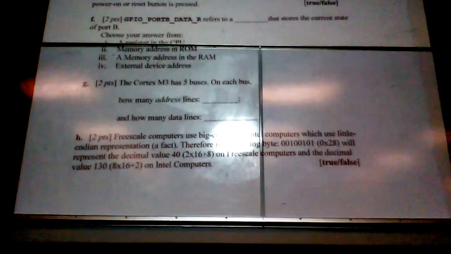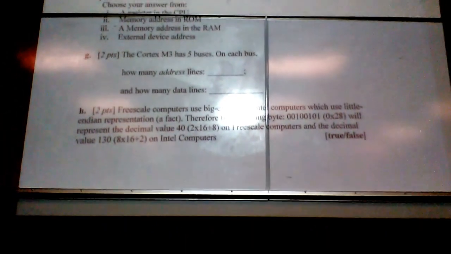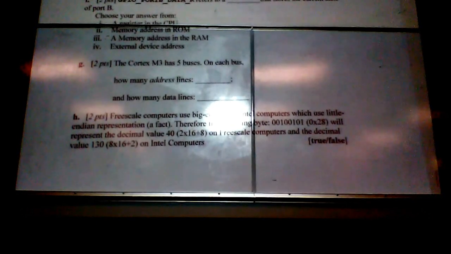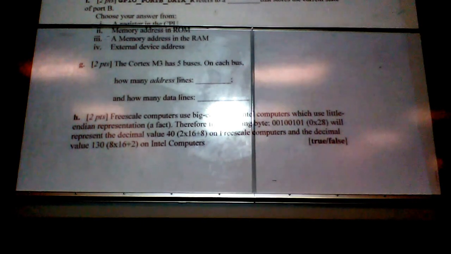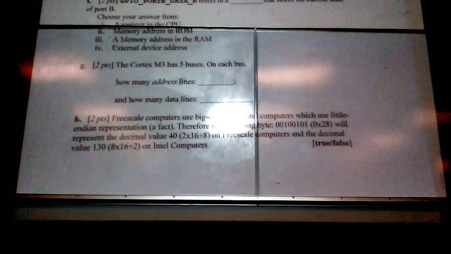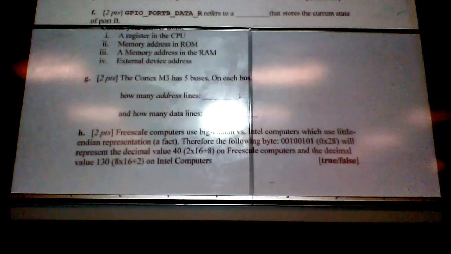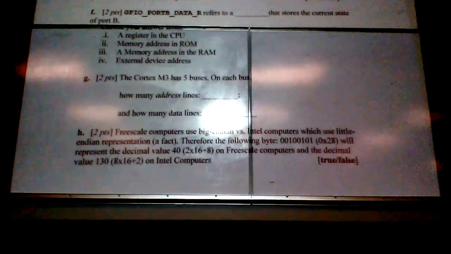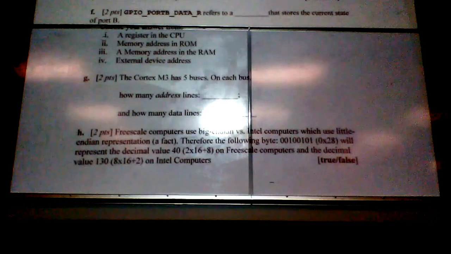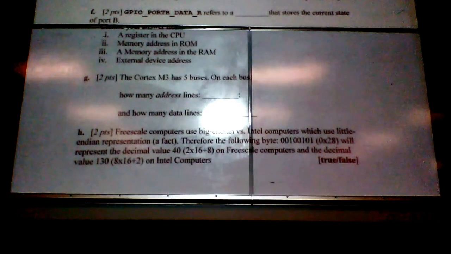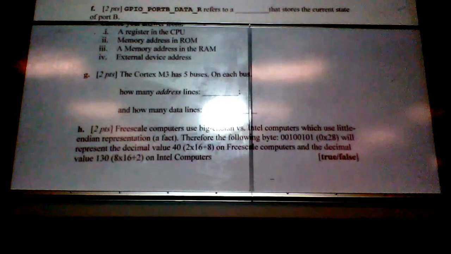Alright, so this port, GPIO port B data R, refers to a blank that stores the current state of port B. What is it? Register. Is it a register in the CPU, a memory address in ROM, a memory address in RAM, or an external device address? Okay, so where is this located? It's actually located at approximately address 4. It starts with a hex 4.